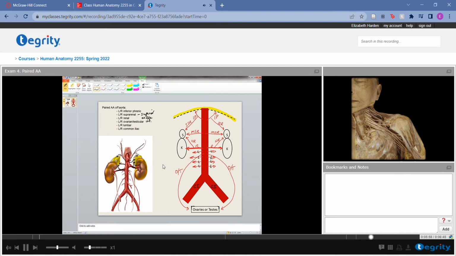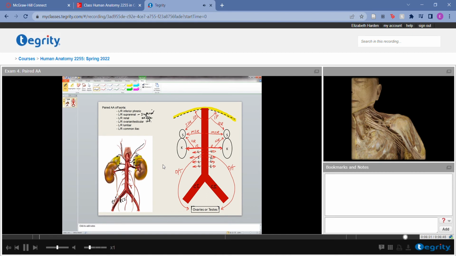And we touched upon those in previous units when we talked about external iliacs. So if you look over here on the picture, you will see that here is my right common iliac and my left common iliac. And if you remember, the common iliac is going to give off my external iliac, and here's my internal. We're going to talk about the internal iliac in this unit. External iliac, we already know what that does because we've talked about it in previous units. So that would be your paired arteries off the aorta.